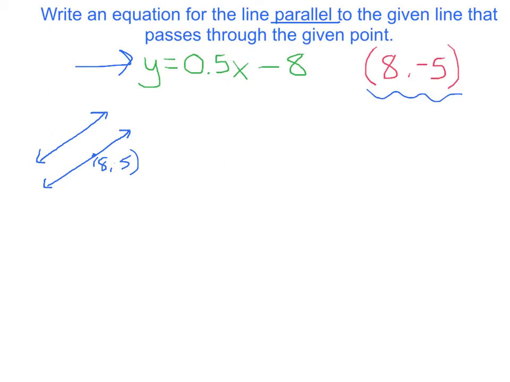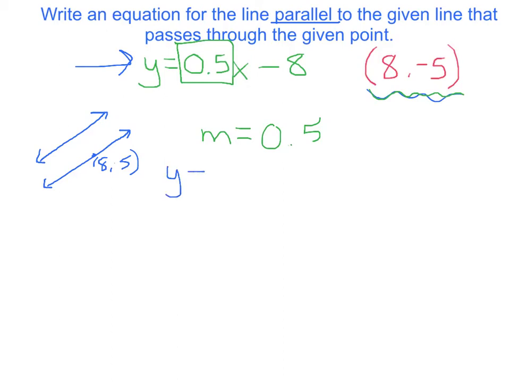So let's look at what we know and what we can solve. A line parallel to this equation will have the same slope. So the slope of my new line is going to be 0.5. And then I know that I have this point, (8, -5). So let's think about what you do when you know the slope and a point. You can plug that information into point-slope.